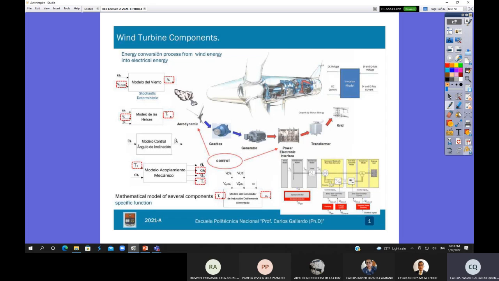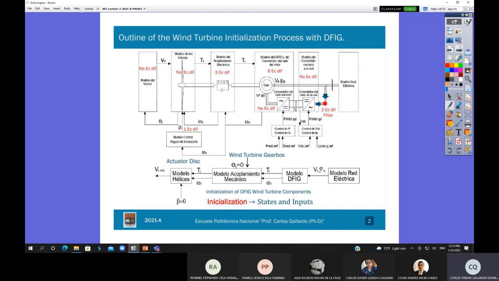What else? I will have two protections. The first one is the crowbar, okay? And the second one I will have here between the rectifier and the inverter. The first one is the crowbar and the second one is the chopper, okay? The crowbar is for protecting the converters, okay? Is for protecting the converters.